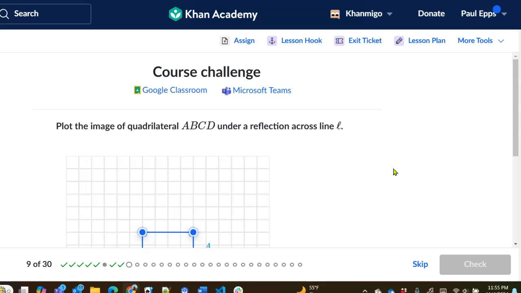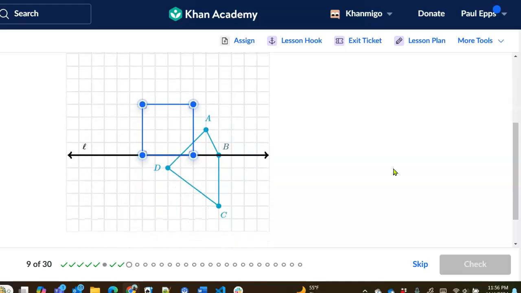And plot the image of the quadrilateral ABCD under a reflection across line L. Okay. Well, I'll just do it like this. I can never figure out which point to start with, but let's do this. B, if you're going to reflect it across L, B is going to be B. And C is 1, 2, 3, 4 units away from that. So C is going to be here, right? 1, 2, 3, 4. All right.